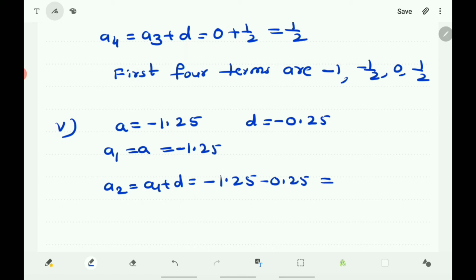So here one thing you can observe: this is minus, so you must add these two. 1.25 and 0.25 becomes what? 1.50. This is minus, this is minus, this is also minus. So you write minus 1.50.